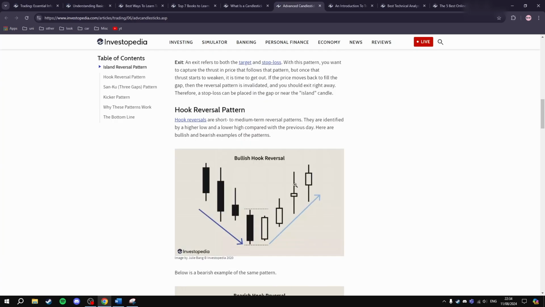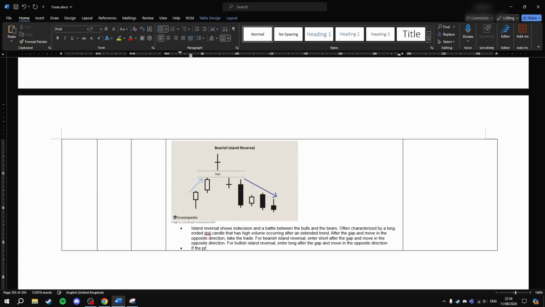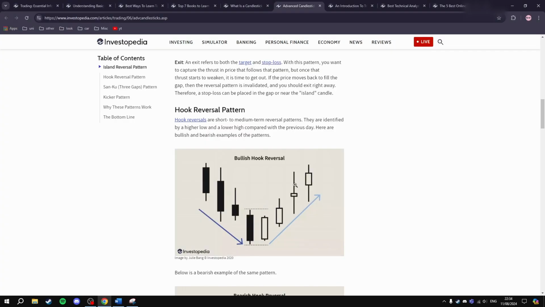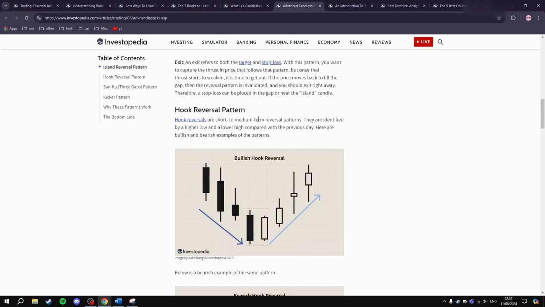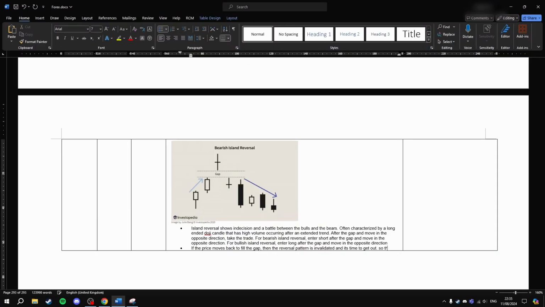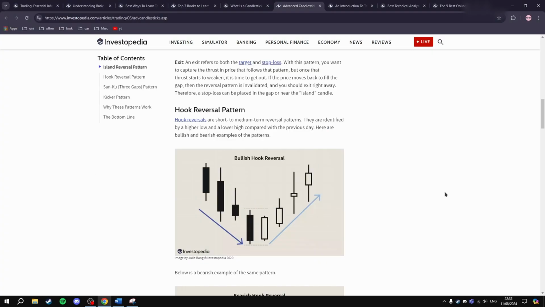Once that thrust starts to weaken, it's time to get out. So if the price moves back to fill the gap, then the reversal pattern is invalidated and it's time to get out. Therefore, the stop loss can be placed in the gap or near the island candle.